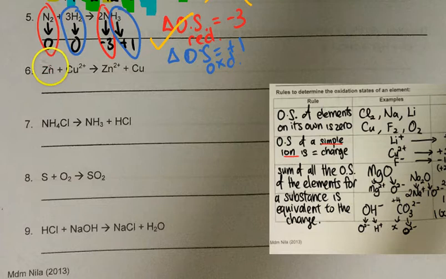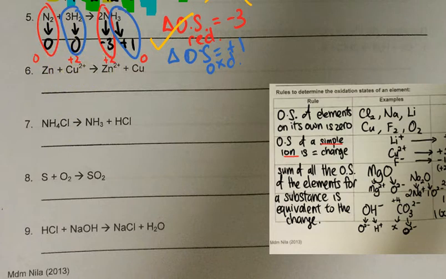Okay, zinc element on its own, so this is oxidation state 0. Copper oxidation state plus 2, because it's a simple ion. Zinc 2 plus, simple ion, so it's a plus 2. Copper is an element on its own, so it's a 0, there's no charge there. So now, you can see that zinc changed from a 0 to a plus 2.